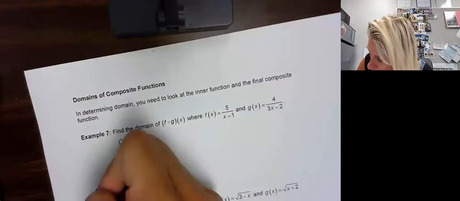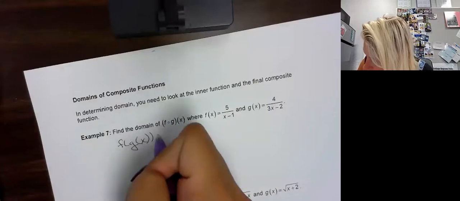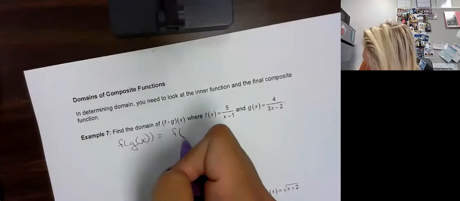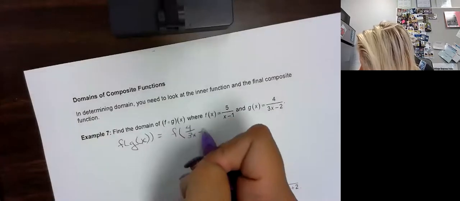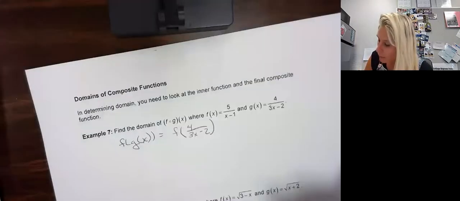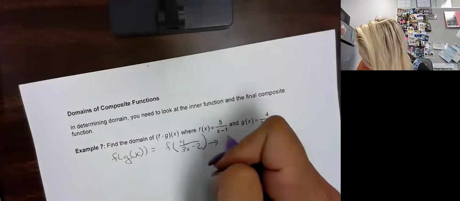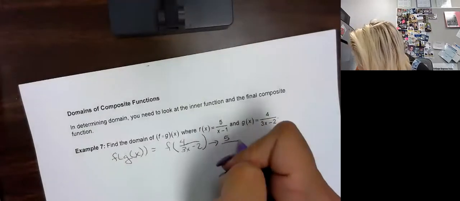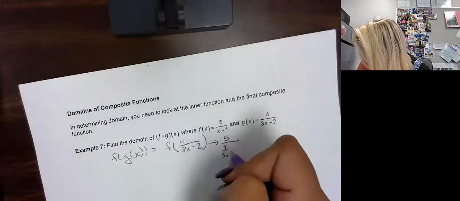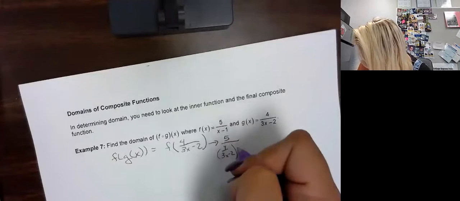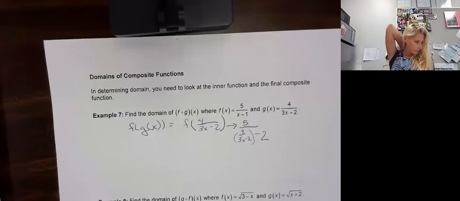So we have f of g of x. So f of 4 over 3x minus 2. I'm going to rewrite f, but instead have this 4 over 3x minus 2. Whew, look, got to do some algebra there, don't we?